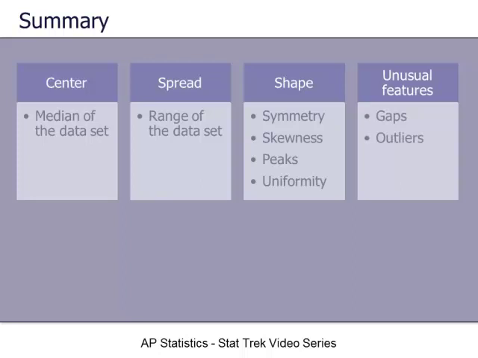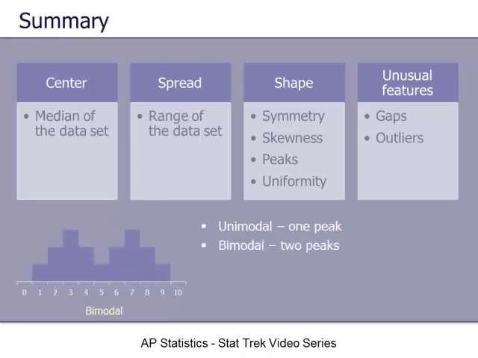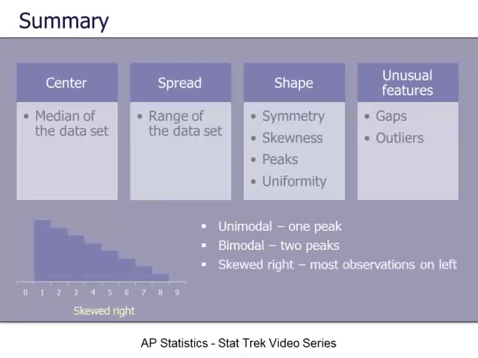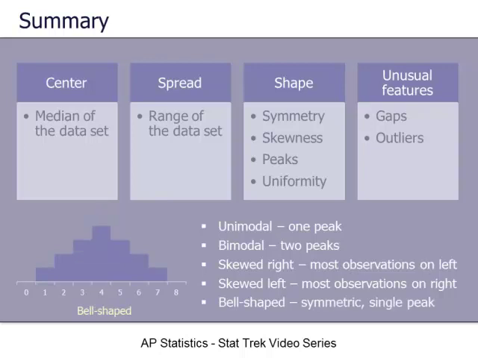In addition, we introduce some terms to describe the shape of common distributions. Unimodal distributions have one peak. Bimodal distributions, two peaks. Distributions that are skewed right have most of their observations on the left. And distributions that are skewed left have most of their observations on the right. And finally, a bell-shaped distribution describes a symmetric distribution with a single peak in the center.